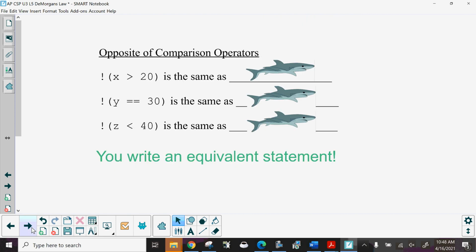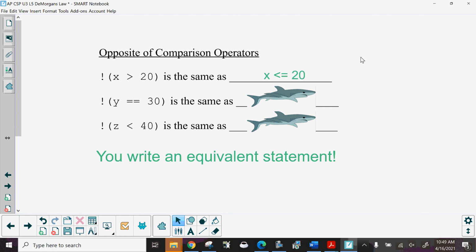Opposite of comparison operators. I have not x greater than 20. That's the same as what? Not y equal to 30 is the same as, not z less than 40 is the same as. Pause the video now and write an equivalent statement to these comparisons. Have you written your equivalent statement? Let's check it out.